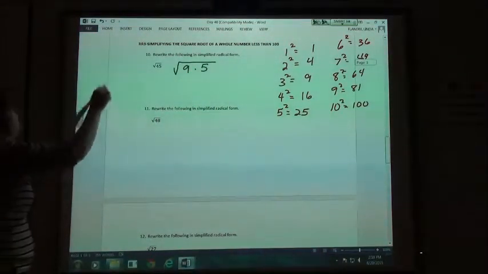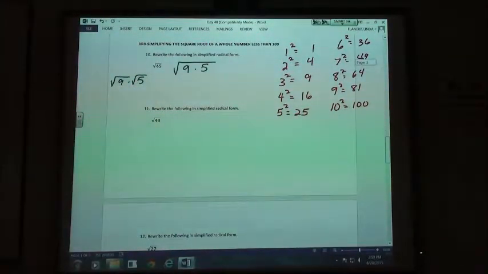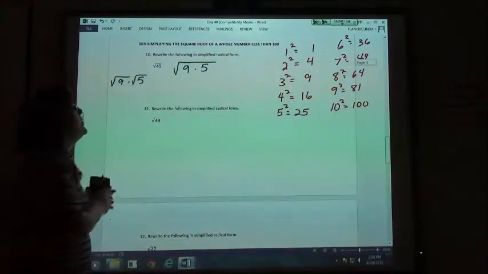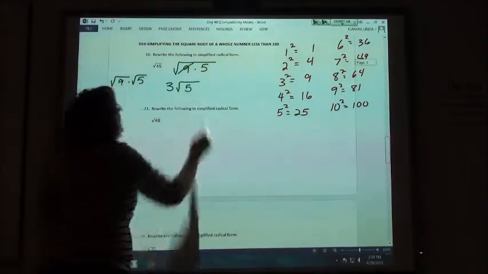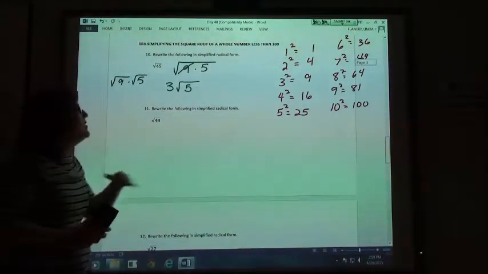Now if I wanted to, I could write it as the square root of 9 times the square root of 5 and make 2 separate square roots. I'm just going to leave 1. Then what I'm going to do is take the square root of the one that's a perfect square. The square root of 9 is 3. So I write it as 3 times the square root of 5. Of course, I don't need the times sign in between.